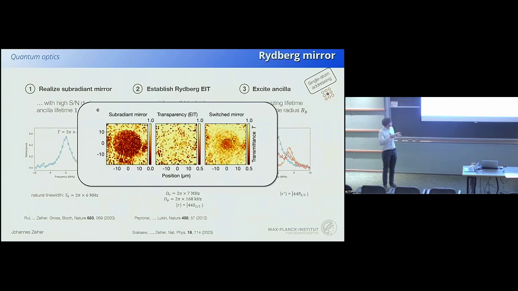So here's what this looks like spatially. First of all, we start by setting up our mirror here. This basically corresponds to the absorption of this mirror in probing in absorption. Then we turn on EIT, so the system becomes transparent, and then you can see here the switching volume, where in the center we put the ancilla, and then within a certain radius, the blockade radius of the system, the mirror actually changes its properties.